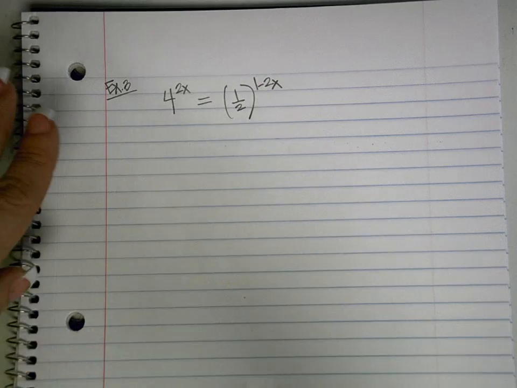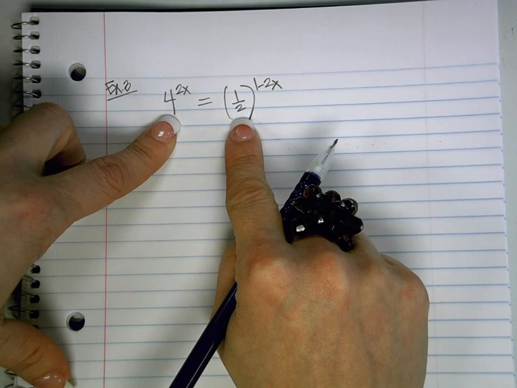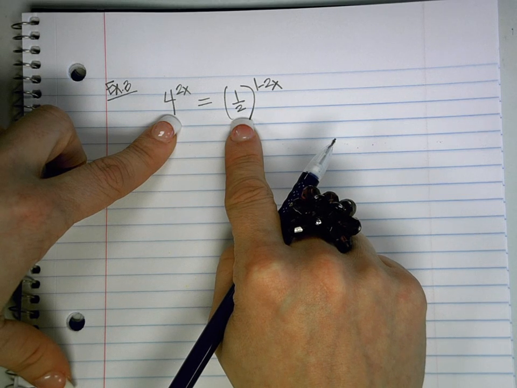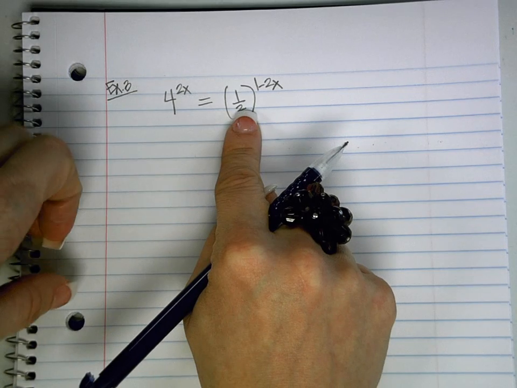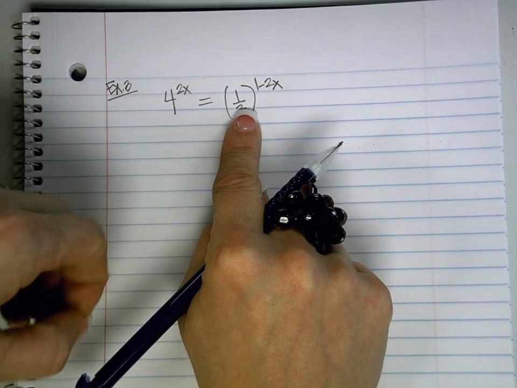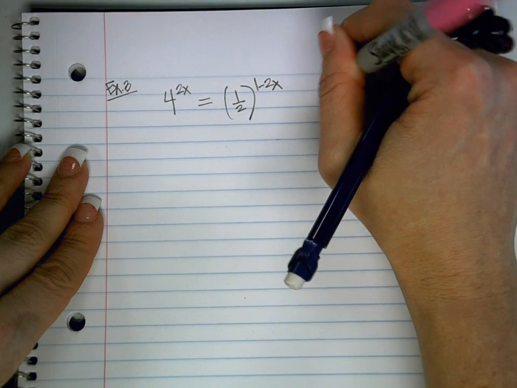So before you look at the exponents, I want you to look at the 4 and the 1/2. What base do they both have in common? Okay, let's think about this. Can I change a 4 to be a base 1/2? No. Can I change a 1/2 to be a base 4? Yeah. Technically, we could. But here, you're going to have to change both bases.